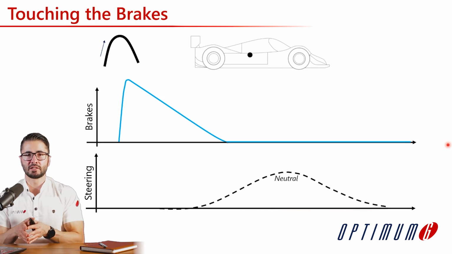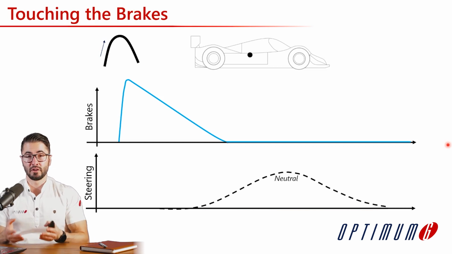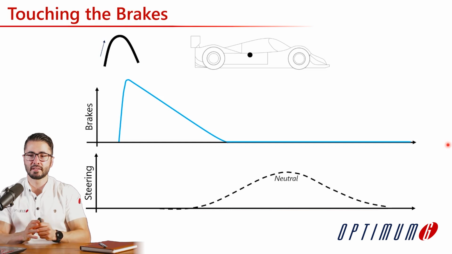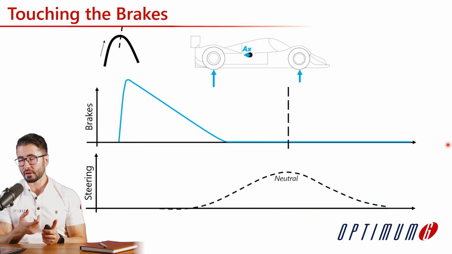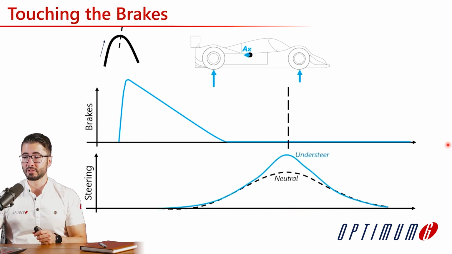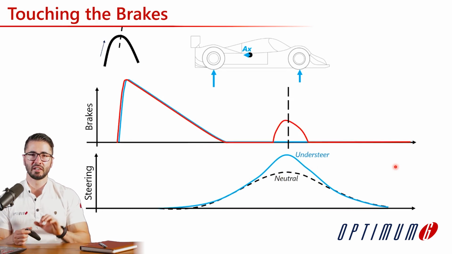One of the few things that the driver can do, and is actually very influential, is changing its inputs. So in scenario number 1, the car is having the understeer. This is why we see higher steering compared to the neutral balance. Now for scenario number 2, the driver is also applying a little bit the brakes later in the corner.